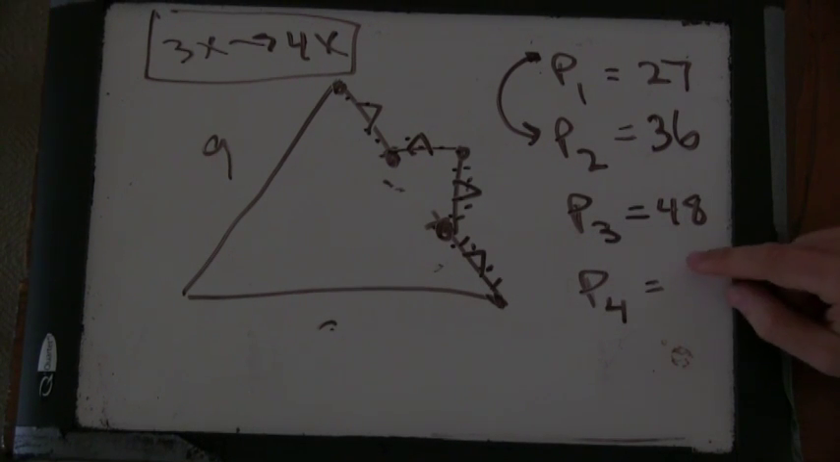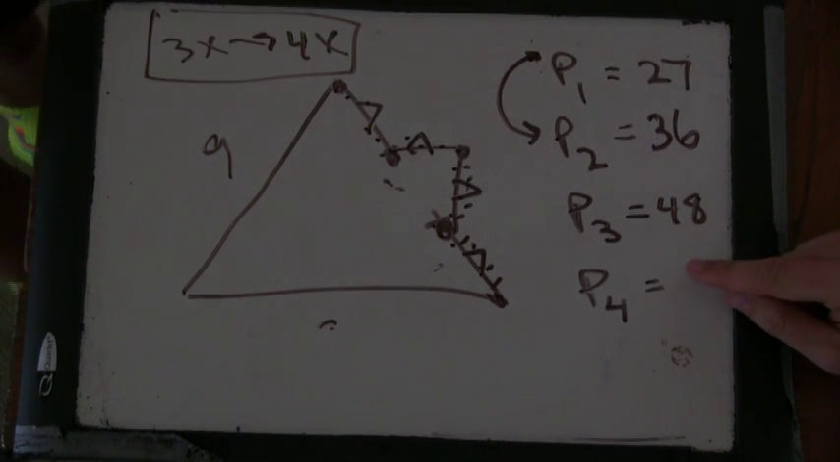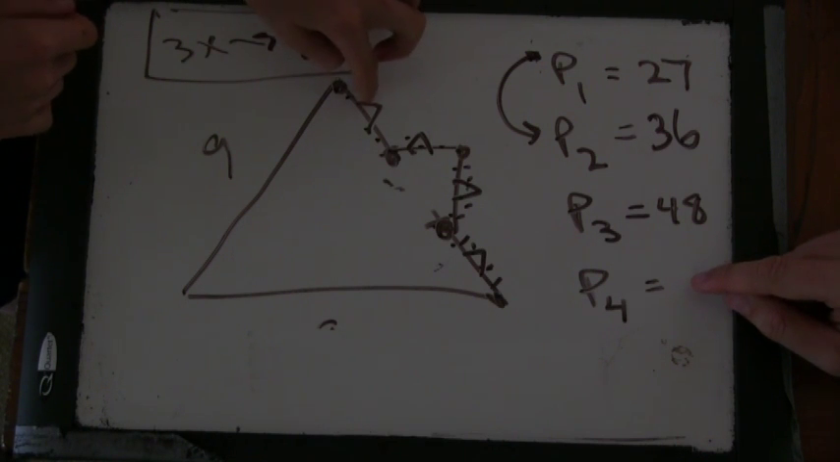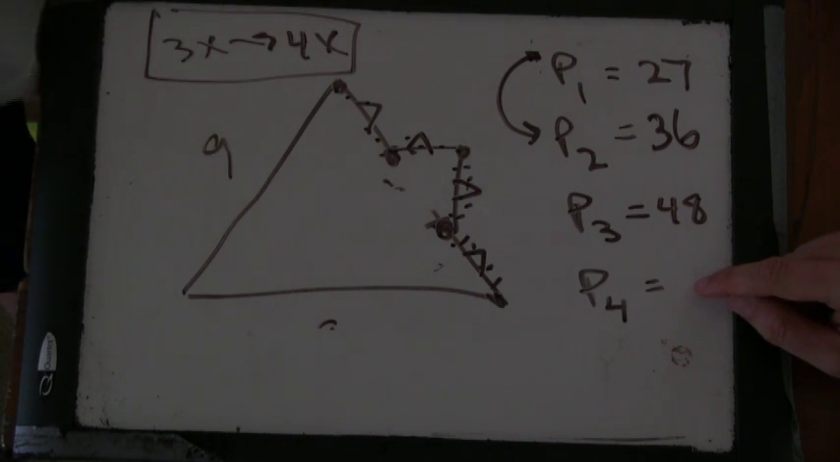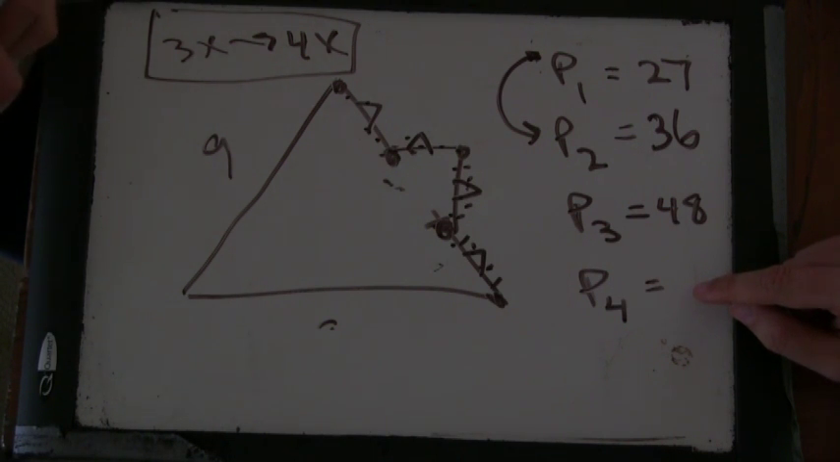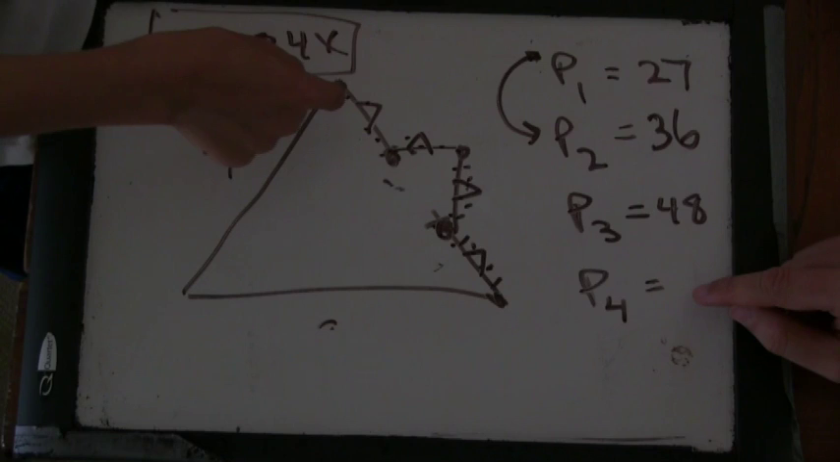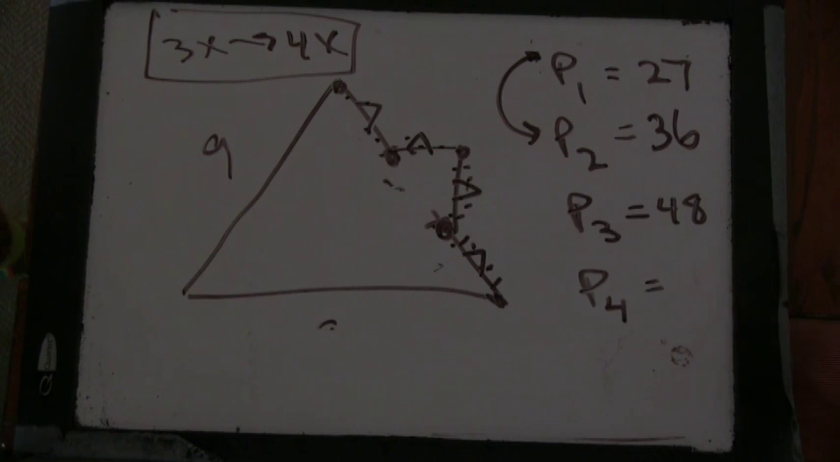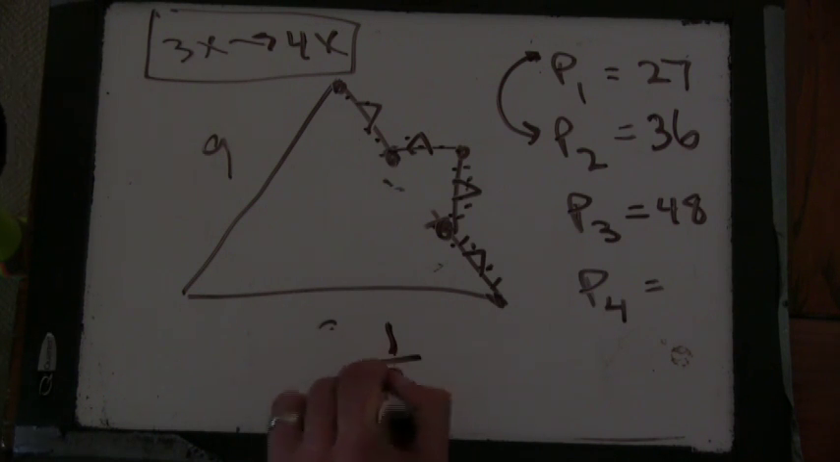Okay. So what is P4 going to be? What are we going to do? Well, we divide each of these into lengths of a third. We're going to have very small lengths, but a lot of them. How long is each length going to be? It's 1/3. Each length is going to be 1/3.